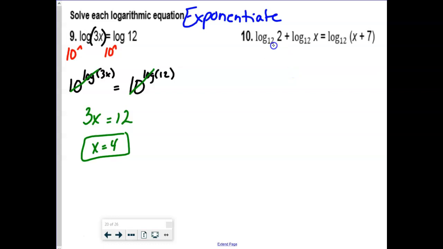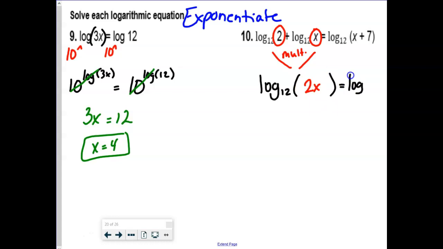On number 10, however, you're not even ready to exponentiate because you can't have log plus log and try to exponentiate that. So what I need you guys to do is condense this into 1 logarithm. So you got to think about your log rules. What do you do with the inside stuff when you're condensing a log plus a log? Yeah, you multiply them. So multiply them would be 2x. And then on the other side of the equation, it already was a single logarithm, so you don't have to do any work.